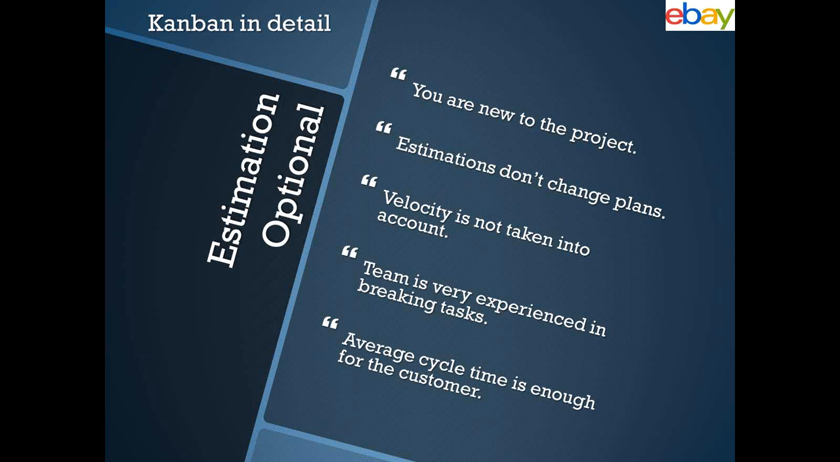experienced that if any task comes in, they know they can do it in 1 or 2 days, so they don't have to re-estimate it every time. And the average cycle time is enough for the customer. They don't have hard deadlines as to when this has to be given. They just want the product to be done. These are the cases where you can opt for, in a Kanban mode, having the estimations as optional.